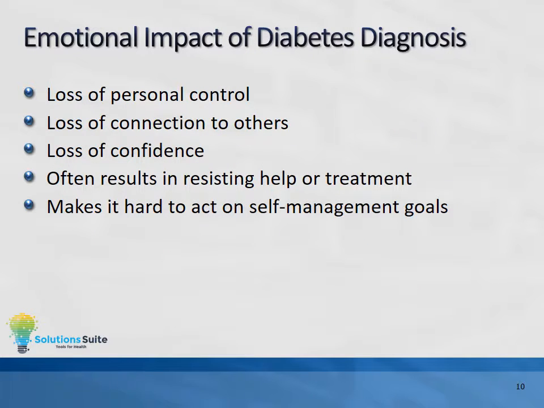In addition to its physical effects, living with diabetes has a number of emotional impacts. When people learn they have diabetes, many feel a loss of control and over time feel less connected to others, like family and friends. They may also lose self-confidence. These things can make it harder to seek medical treatment and accept help with their condition. When people feel like this, they can find it hard to manage their diabetes and take care of themselves.